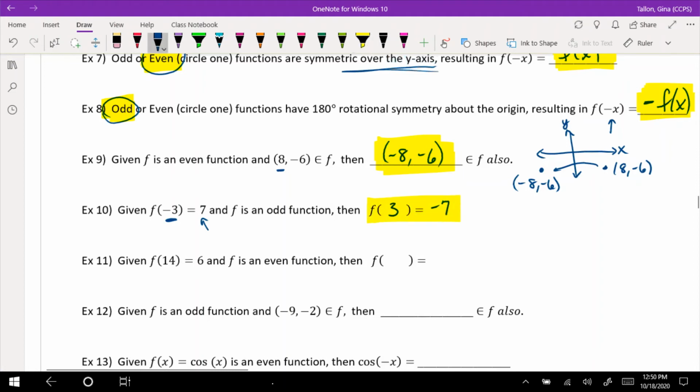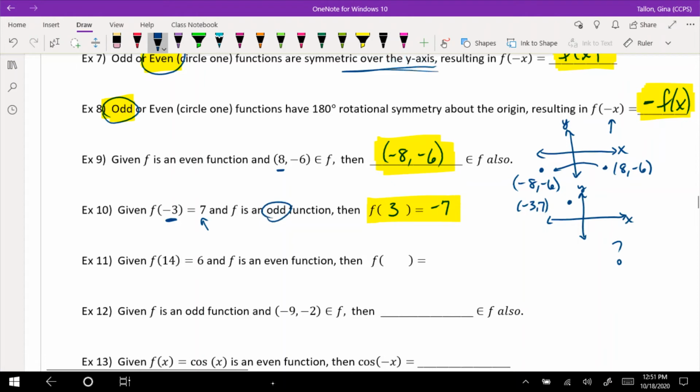Let's peek at that graphically as well. Okay, let's go ahead and draw an xy axis here. Negative 3, 7 would be a point on the graph. I'm just going to eyeball it, negative 3, 7, just like that. This is my y-axis, this is my x-axis. Okay, so if I have the point negative 3, 7 on my function f, and I know that I have an odd function, that means I'm going to rotate 180 degrees from this negative 3, 7. Right now I'm in quadrant 2, so I've got to be down here someplace.